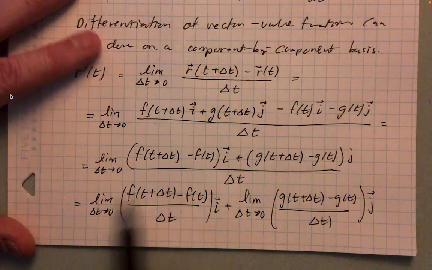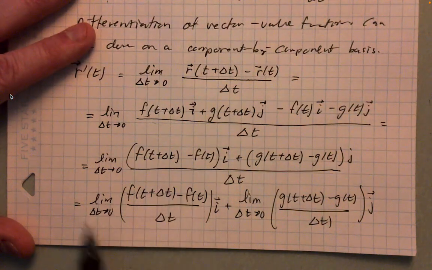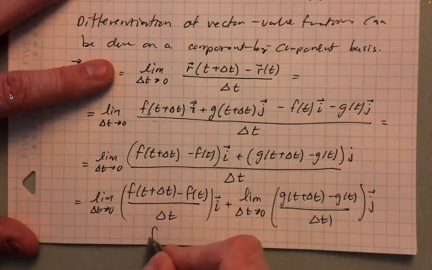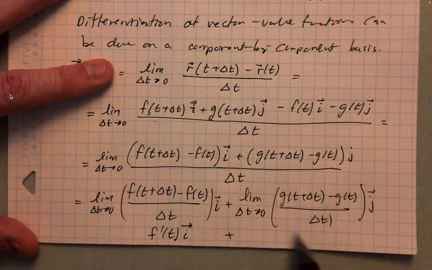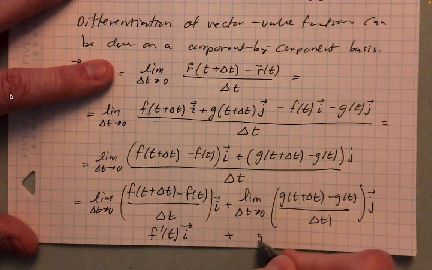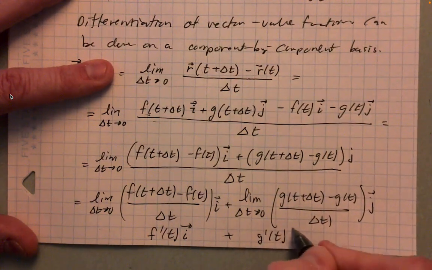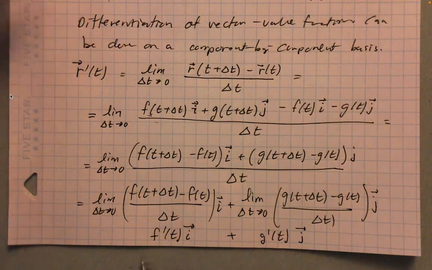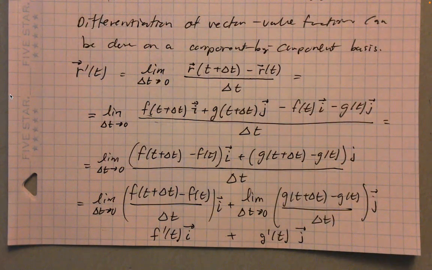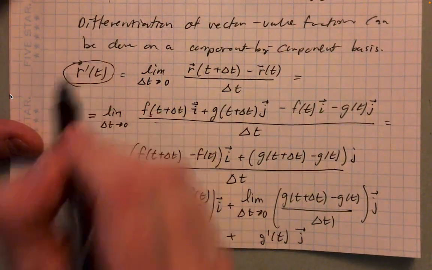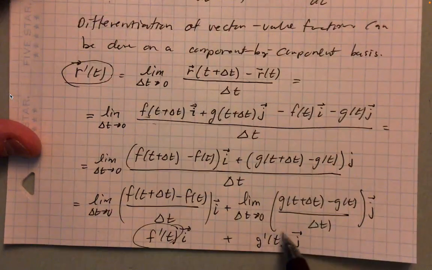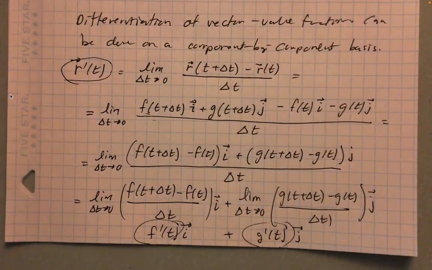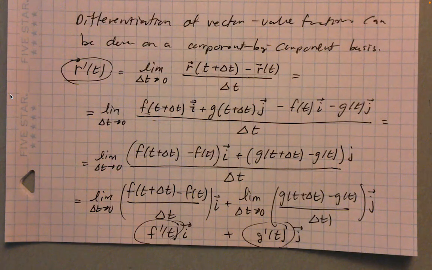Okay. And so what is this? Well, this is just f prime of t times the i vector. And what is this? That's just g prime of t times the j vector. There we go. Right, and so that's what we mean by component differentiation. Right, so you start by wanting to differentiate the entire vector, and to do that you differentiate the first component, and then you differentiate the second component, and voila.